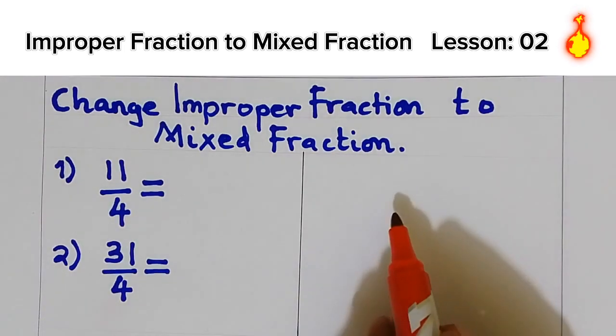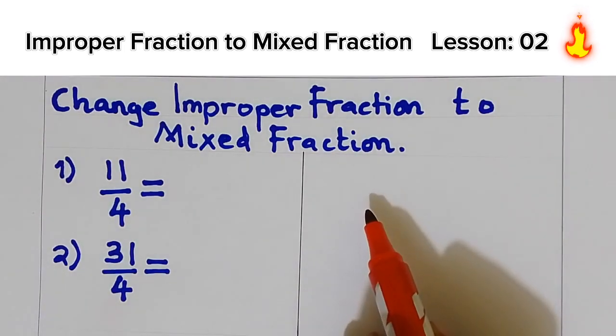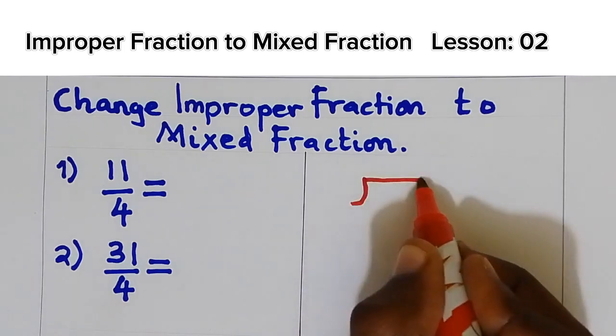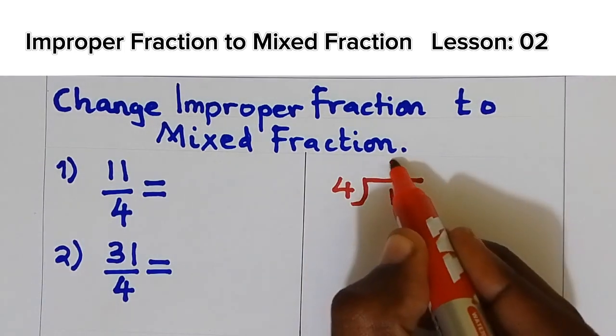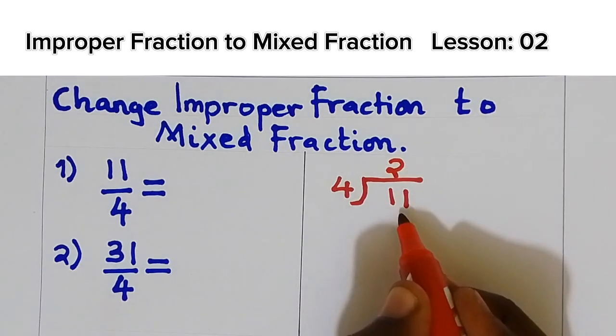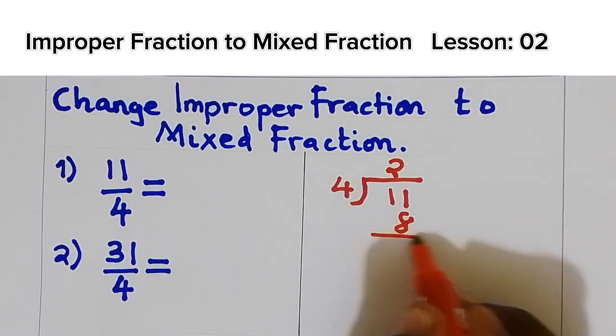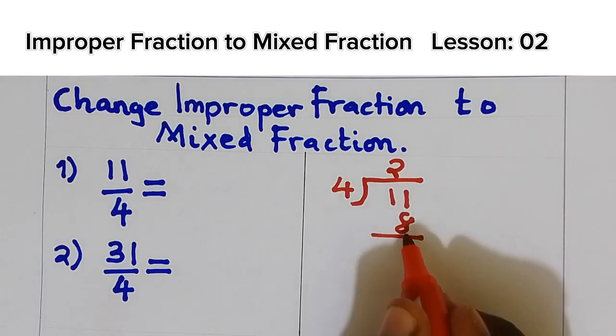What we're going to do, we are going to take the numerator divided by the denominator. We will take the numerator 11 divided by 4, it goes by 2. We are going to get 8. Take away 11, take away 8, remain 3.